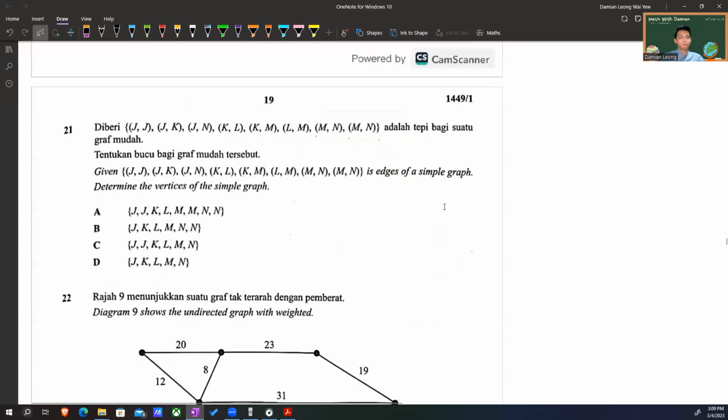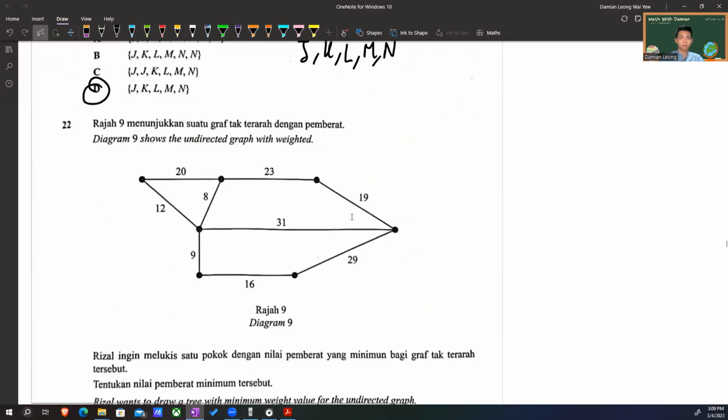And question 21. I have edges of a simple graph. Determine the vertices of the simple graph. So just look at what letters there are. There is J, K, L, M, N. Yeah, J, K, L, M, N, basically. So answer D. That's it. Just as simple as that.